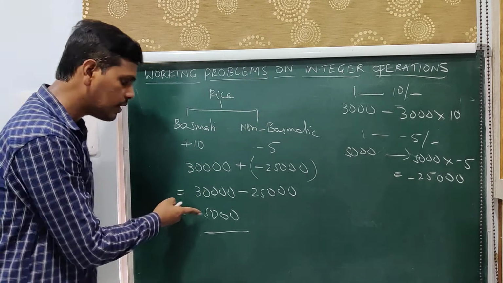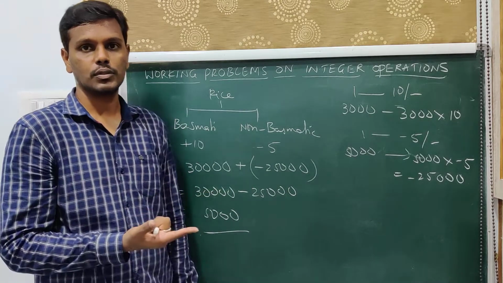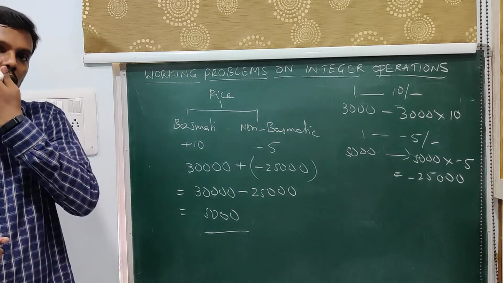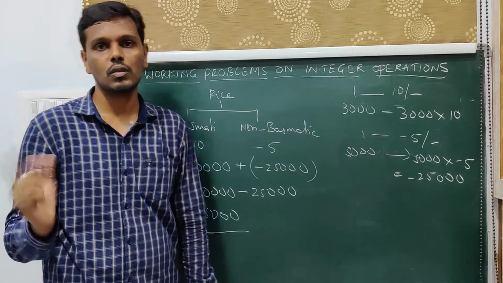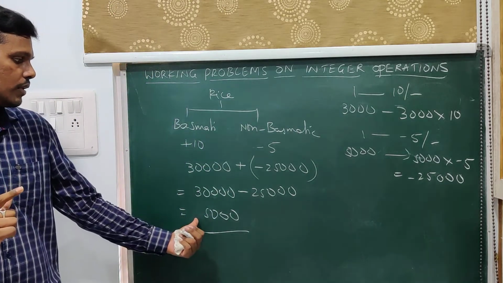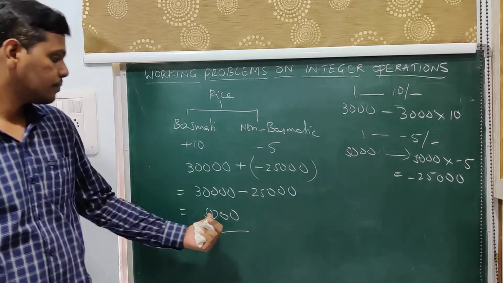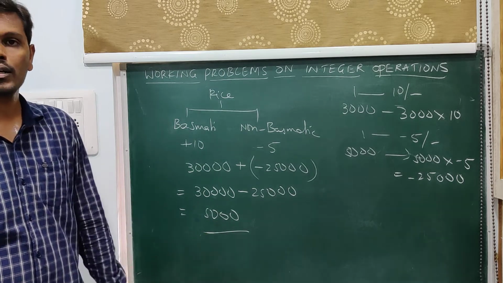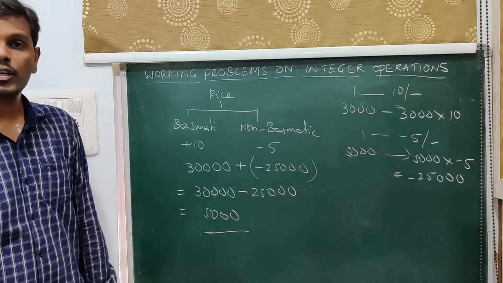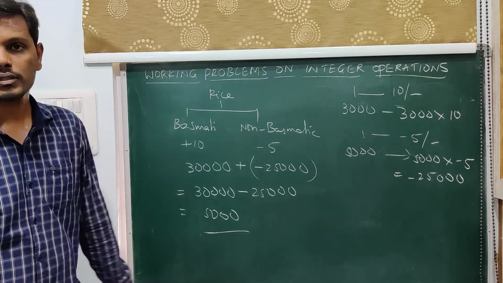If suppose you have arrived at minus 5,000, then we say that he is getting a loss of 5,000. So instead of using the word profit or loss, we indicate that with a sign, plus for profit, minus for loss. Here you have arrived at a positive sign, which indicates that he is arriving at a profit of 5,000 rupees. If it is minus, then we would have concluded that he has arrived at a loss of 5,000 rupees. So that is the first case.